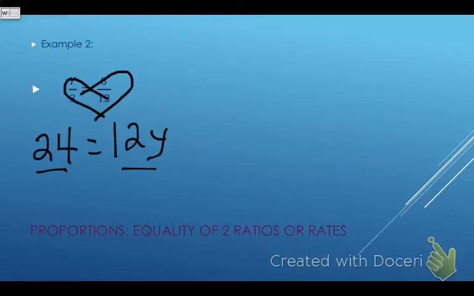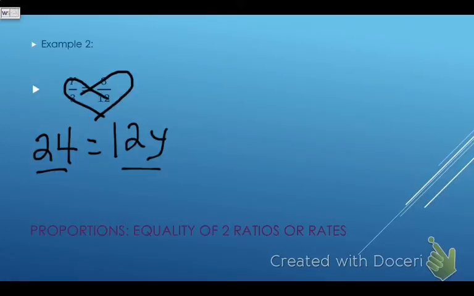Now I know you probably could do this mentally in your head and figure out what the variable is, or the letter is, but really we need to learn how to solve proportions because these are the simplest of proportions. Later on you'll have more challenging proportions, so you might as well learn how to do the process the correct way.